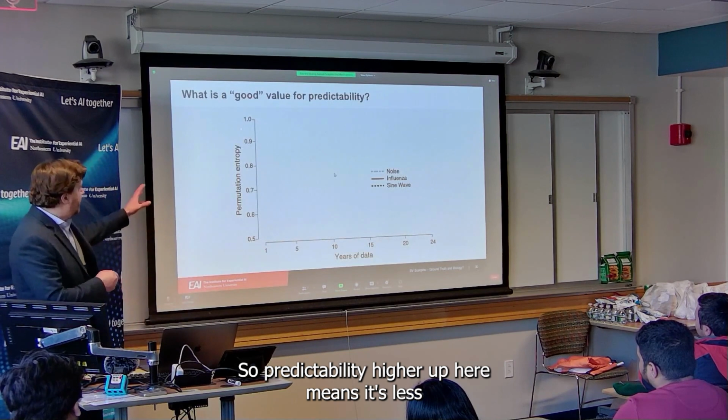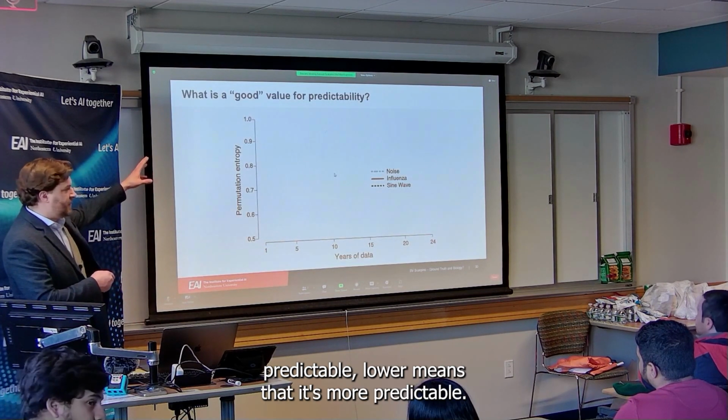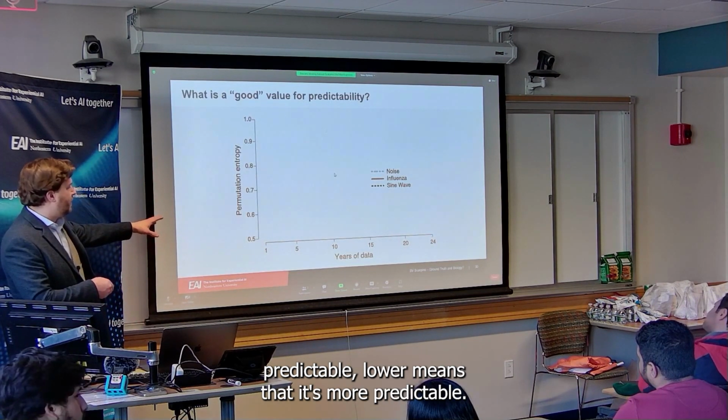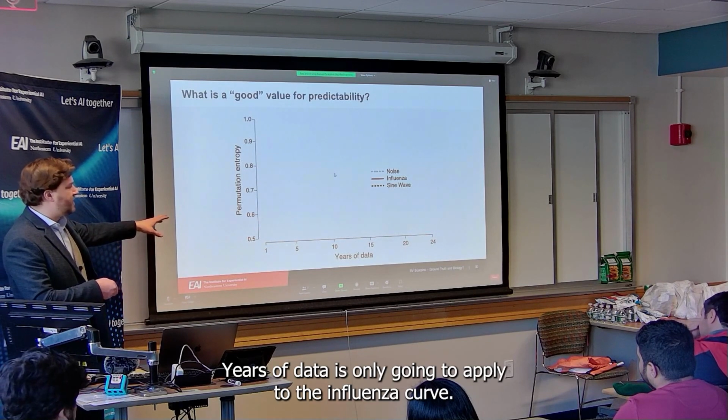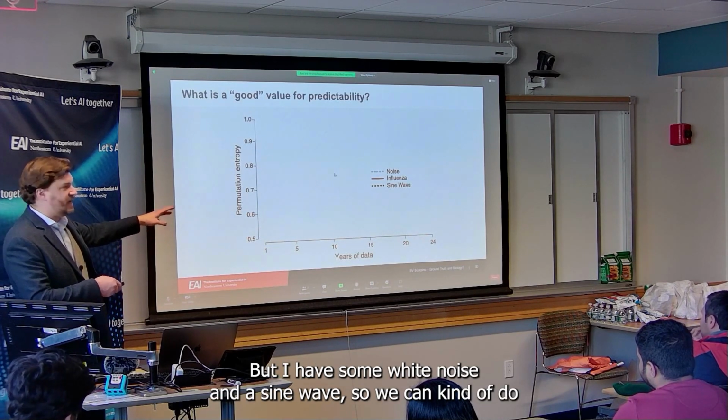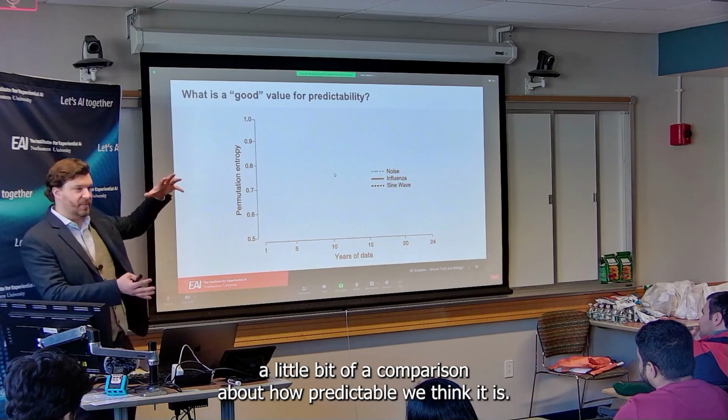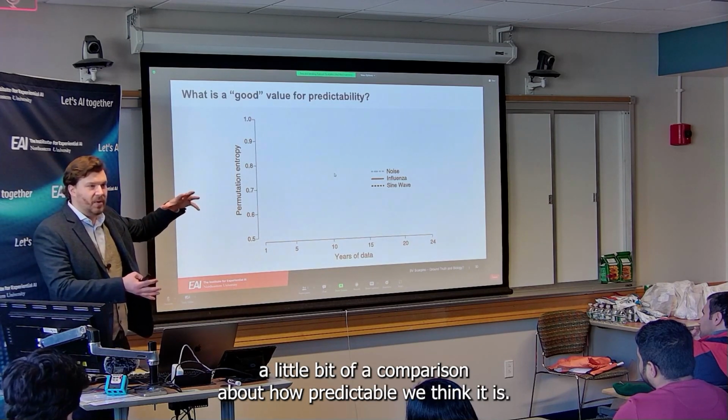So predictability, higher up here means it's less predictable. Lower means that it's more predictable. Years of data is only going to apply to the influenza curve, but I have some white noise and a sine wave, so we can do a little bit of a comparison about how predictable we think it is.